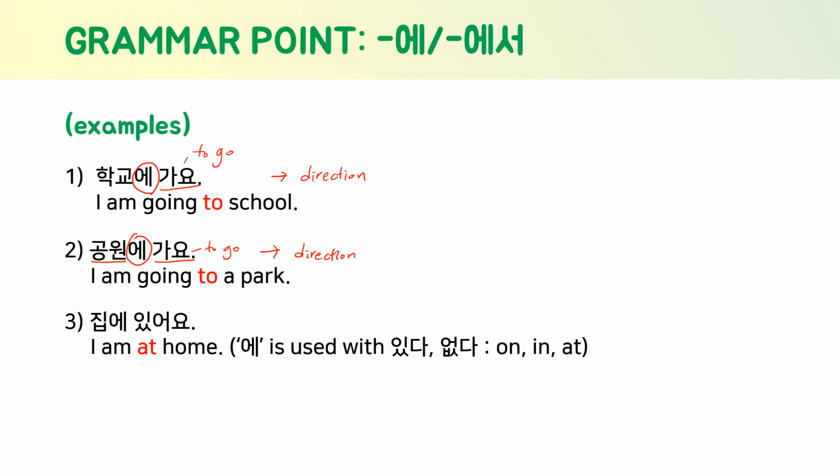And the last example, 집에 있어요. 집에 있어요. So 집 means home or house. 있어요 has two meanings. One is to have, and the other is existence. But in this sentence, the word is used with the meaning of number 2, existence. So 집에 있어요, which means I am at home.